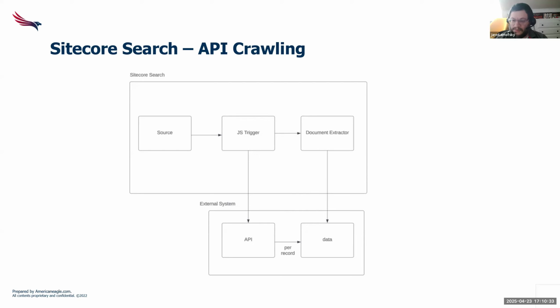So source is the thing we're crawling, the website XYZ, for example, or maybe it's an API in our example. So the source that it represents in Sitecore search. In this particular example, it would be providers. We call it the providers source. And then the JS trigger is how we script our trigger and add logic. What do we look at to index our data? And then the document extractor, for each entry in our trigger, how do we get the data that we're getting? And then our external system is the API, and you have data per record.